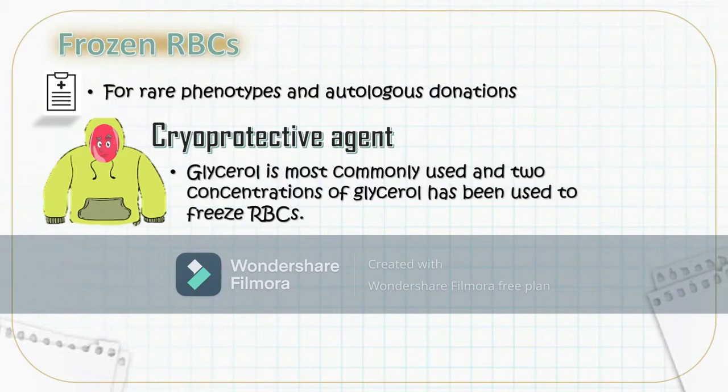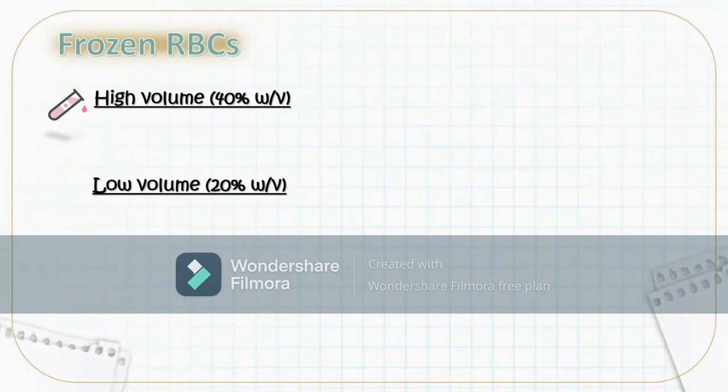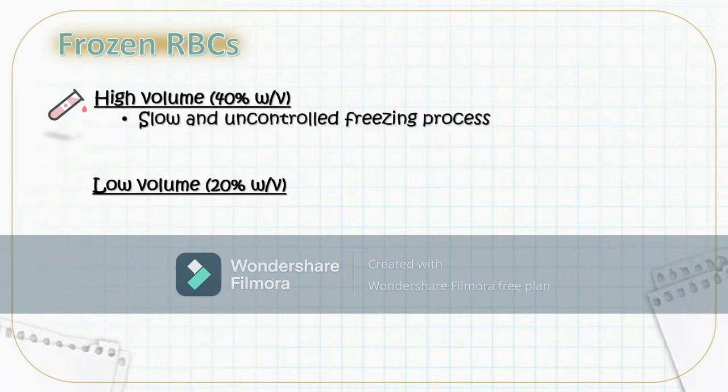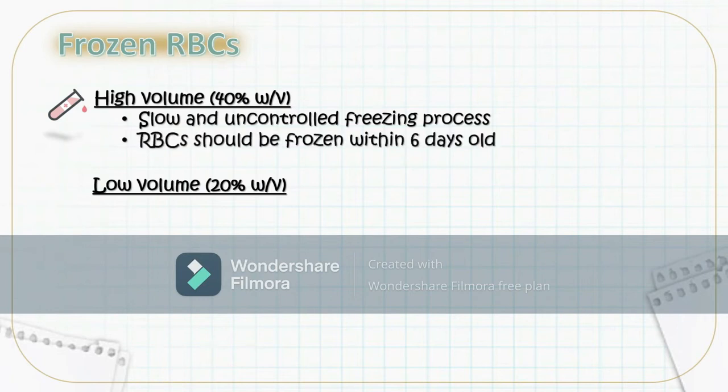And there are 2 concentrations of glycerol that we can utilize for freezing red blood cells. They could be classified as the high volume glycerol, which is at 40% weight over volume, and the low volume glycerol, which is at 20% weight over volume. For the high volume glycerol concentration, the process of freezing could be slow and uncontrolled. Remember that a higher volume of glycerol will also provide a higher degree of protection against the cold. So the freezing process may be slow and uncontrolled. Remember also that RBCs should be frozen within 6 days if we are to use the high volume glycerol concentration.